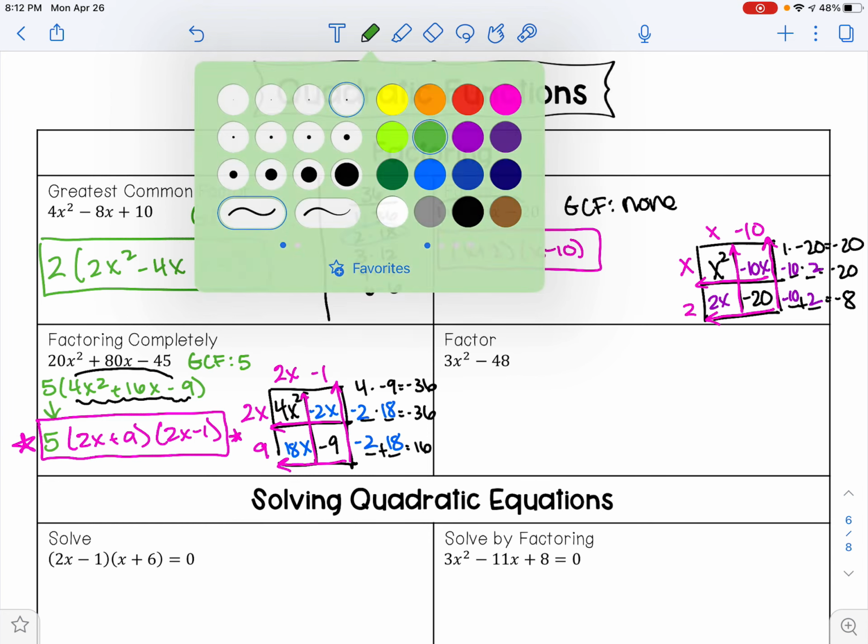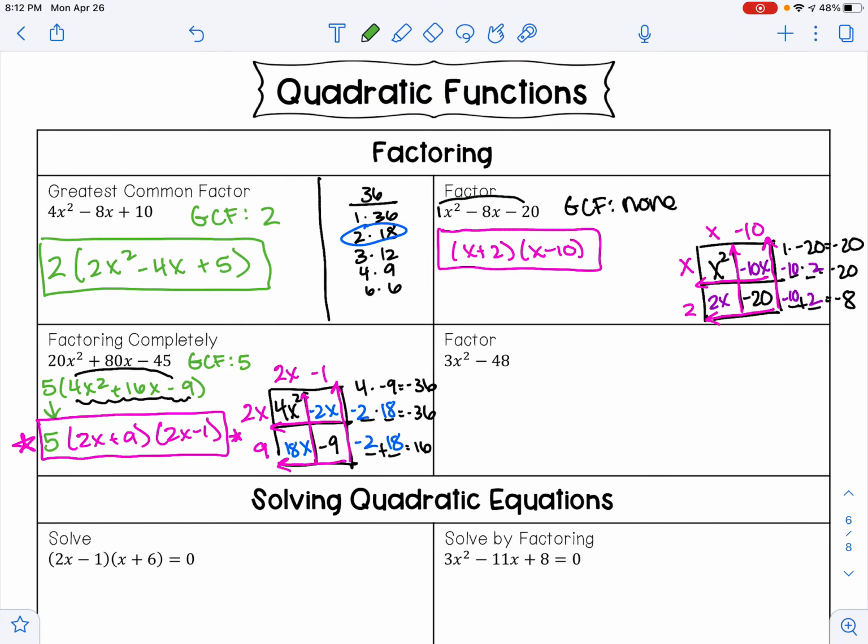So on the next one, we want to do the same exact process. The first thing that you're always going to do is look for a greatest common factor. Here, my greatest common factor is 3. So I'm going to go ahead and factor that out. So I'm going to have x squared minus 16 left inside the parentheses. 3 is a part of my answer. Now I want to factor completely. So again, I'm going to use the area model.